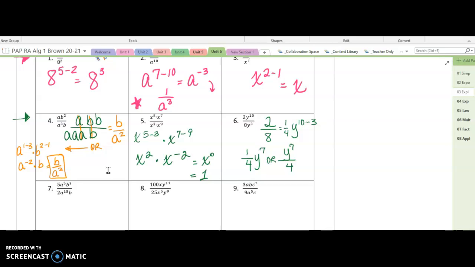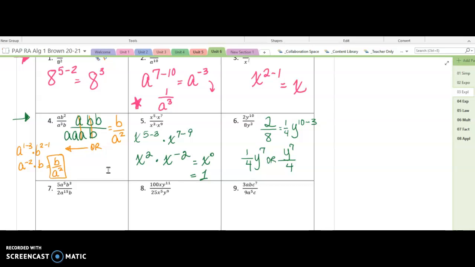Now, algebraically, I have a to the 1 minus 3 power. Well, that makes that a to the -2 unhappy, so he has to go on the bottom. And then b squared minus 2 minus 1 is just 1, so the b stays on top. Same thing, right? Same answer.